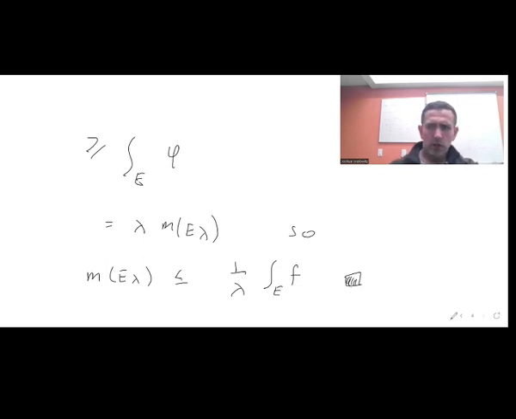A nice consequence of this is actually a prelim problem from the latest prelim, or either the latest or June 2023, I forget which. But it's a very straightforward application. An example of how to use Chebychev's inequality is as follows. So a little proposition here.